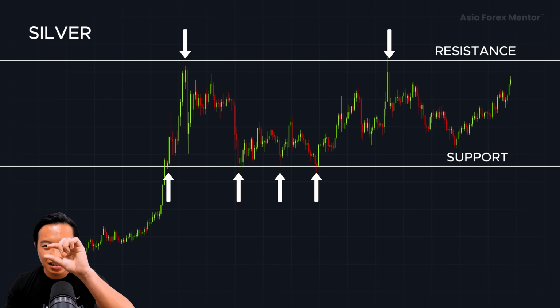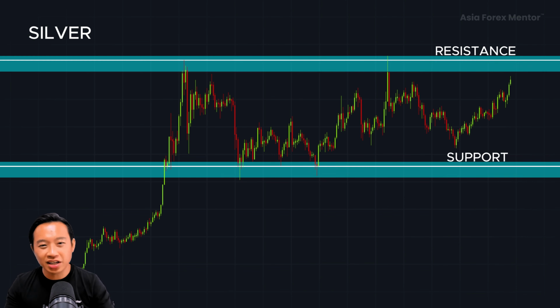You can use the rectangle tool. Just highlight this area by dragging it across. So for instance, over here, if you want to use this rectangle to cover as many touches as possible, your support would look something like this. Okay, does this make sense? So if you see this resistance and then this is support, this is how you draw the support and resistance in a ranging market.